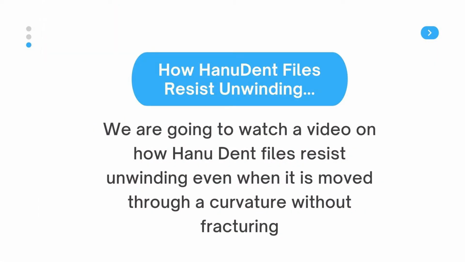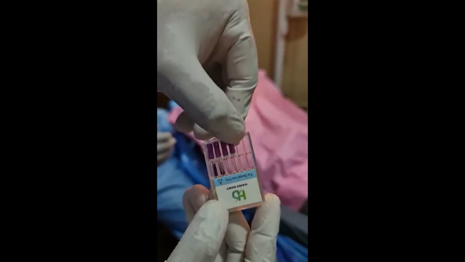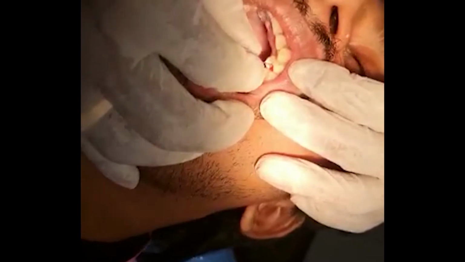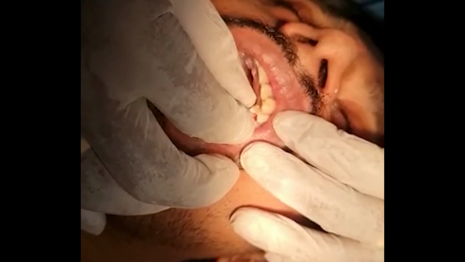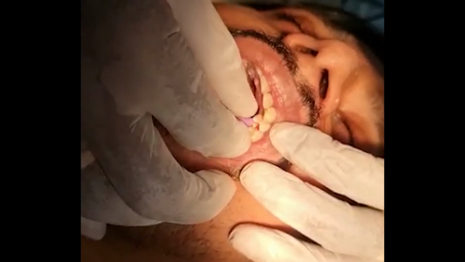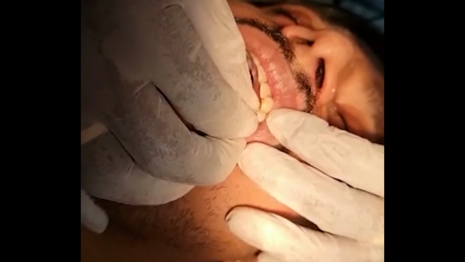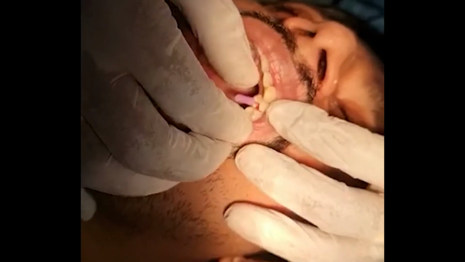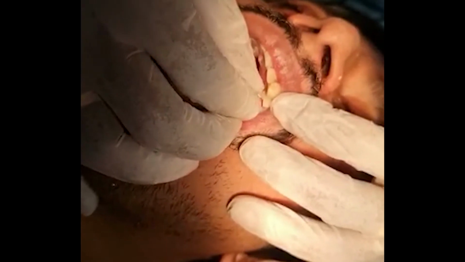We are going to watch a video on how Hanudent files resist unwinding even when moving through a curvature without fracturing. Now I am going to take this file into the canal. On the first resistance, I stop, that is a curvature. With a slight soft movement of the hand, a watch-winding motion, I go past the curvature. Now I will not take this file out of the canal, because if I take it out, it will again be difficult to go back beyond the curvature.